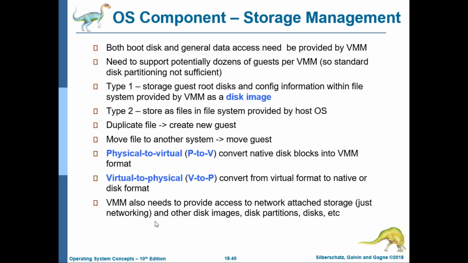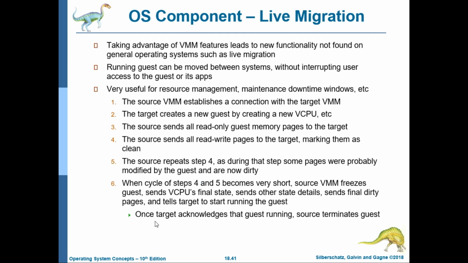So the VMM also needs to provide access to network attached storage, just as with networking and other disk images, disk partitions, and others. So another component is live migration. Live migration is the movement of a running guest between two separate physical hosts. Taking advantage of VMM features leads to new functionality not found on general operating systems, such as live migration. A running guest can be moved between systems without interrupting user access to the guest or its apps. So it's very useful for resource management, maintenance, downtime windows, and others.